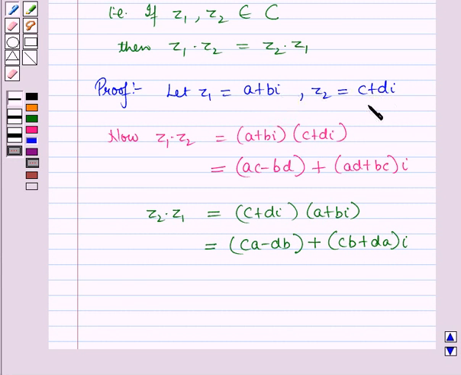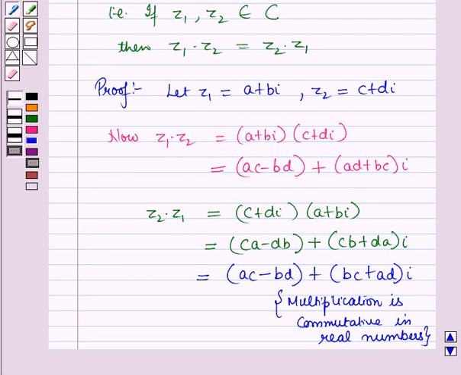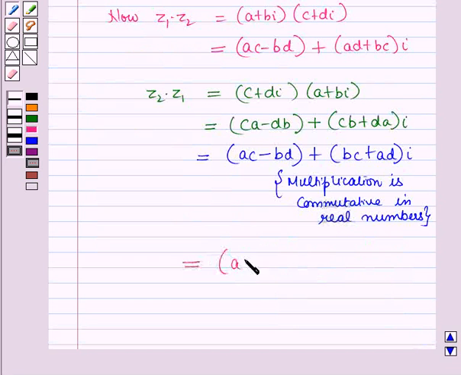Now as a, b, c and d are real numbers and we know that multiplication is commutative in the set of real numbers, therefore ca will be equal to ac, db will be equal to bd, cb will be equal to bc, and da will be equal to ad, as multiplication is commutative in real numbers. Further, this is equal to (ac minus bd) plus. Now we know that addition is commutative in real numbers, and as b, c, a and d are real numbers, so bc will also be a real number and ad will also be a real number. So bc plus ad can be written as (ad plus bc) into iota.